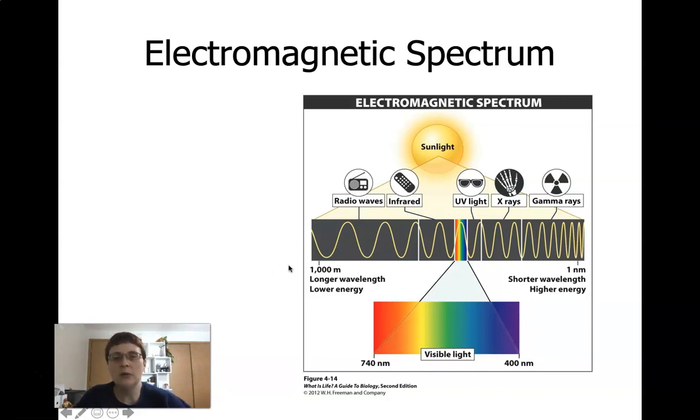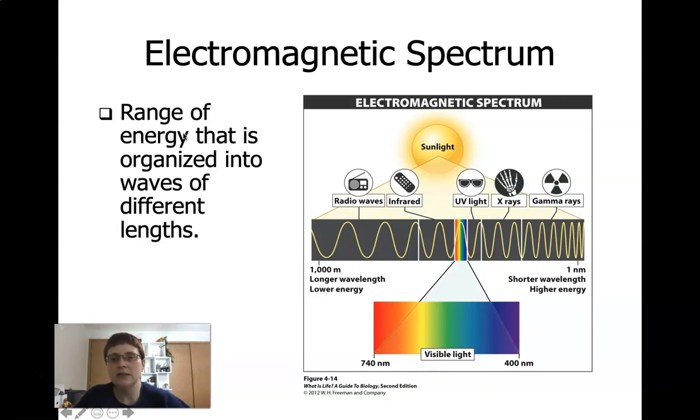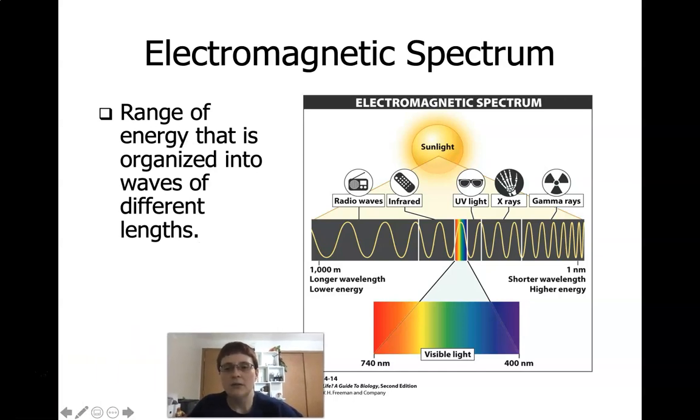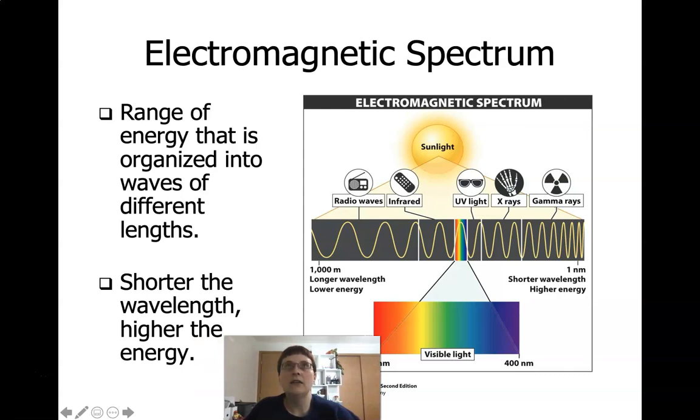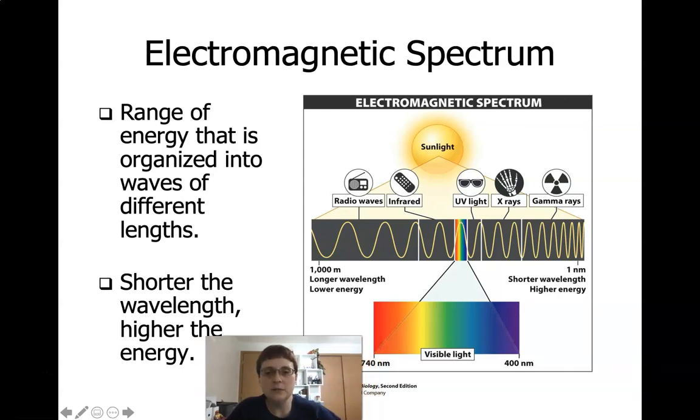So what part are we concerned about? Like I said, these are a range of waves, and the shorter the wavelength, the higher the energy. The part that we're concerned about is the visible spectrum, because this is the part not only that we can see, but the part that plants use.